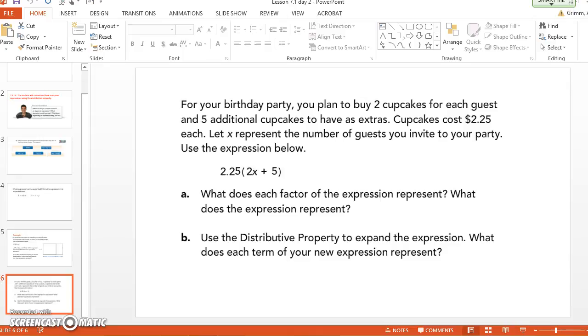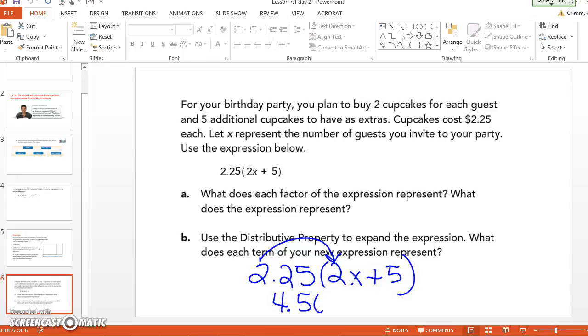Okay. So the next part, use distributive property to expand. So right now, everybody go ahead and expand that. All right, so let's see what you have. 2.25 times 2 is 4.50? Plus 2.25 times 5 is 11.25? Okay, so now it says, what does each term of your new expression represent? So what does this first part mean? What does 4.50x mean? What does that represent? Think about it. Everybody think.